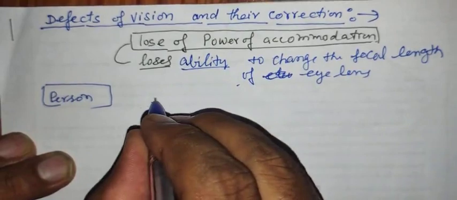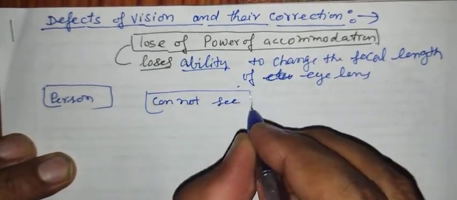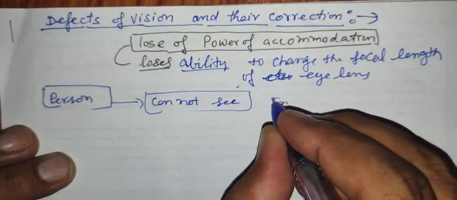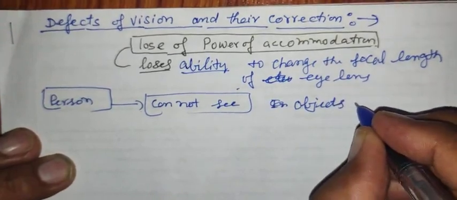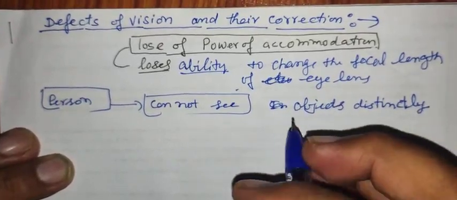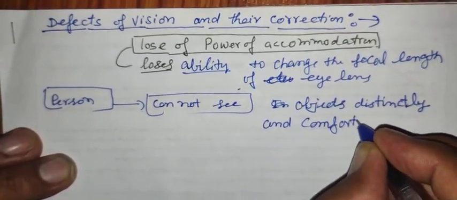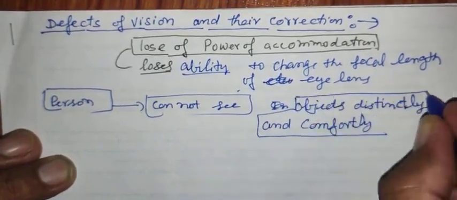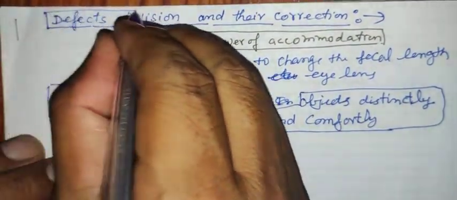Due to that, a person is not able to see the image of an object distinctly and comfortably. So when this problem arises, it is called a defect in vision.